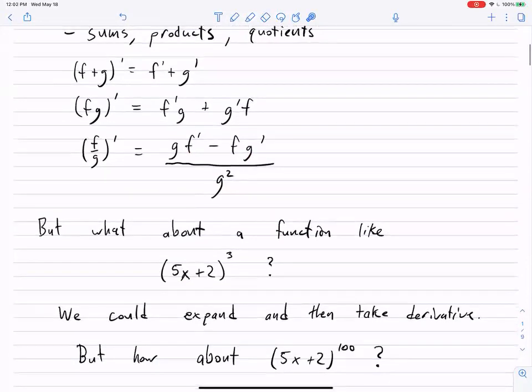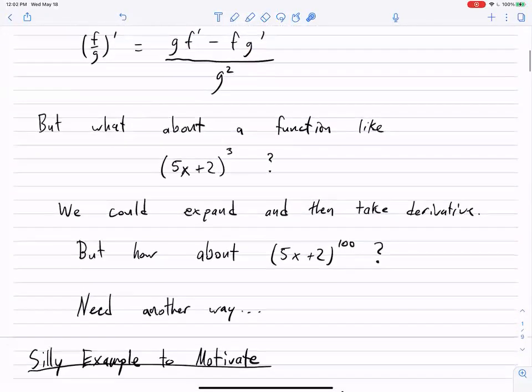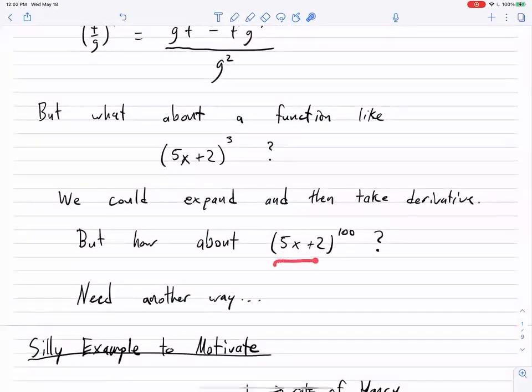But what about if you had something like 5x plus 2 to the 100th power? Now foiling it out is not going to work. I mean, that would just be way too big. And so we need another way. And so this is where the chain rule comes in, when we have composition of functions.